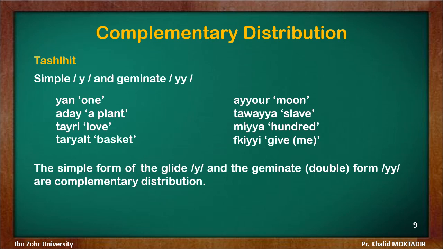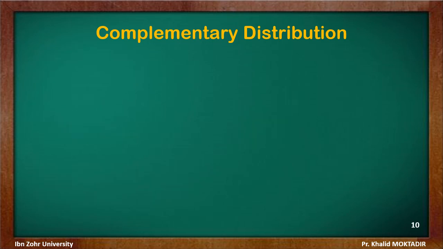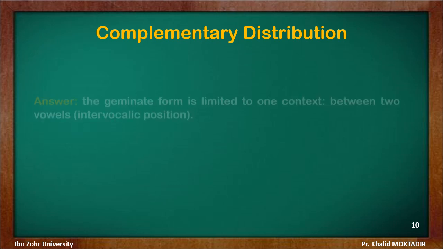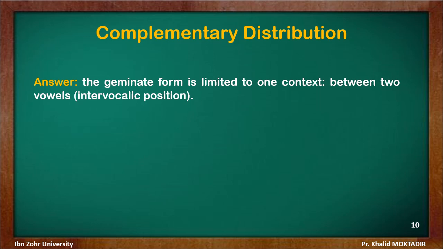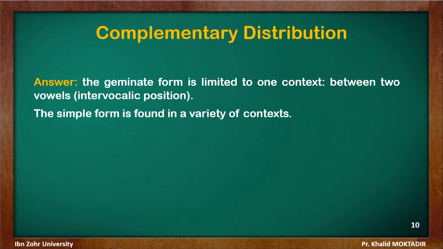Now, of course, we were answering the question, what's the context for each? We've already answered the question. We have a variety of contexts for the simple form and one single context for the geminate form. Let's recapitulate. The geminate form is limited to one context, that's between two vowels in intervocalic position, while the simple form is found in a variety of contexts as we have just seen.